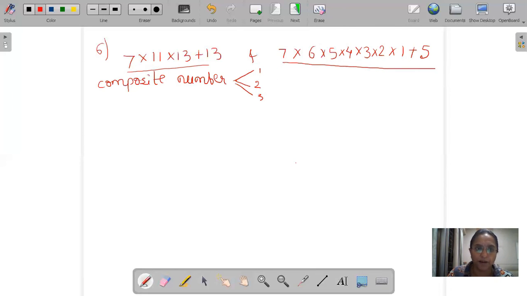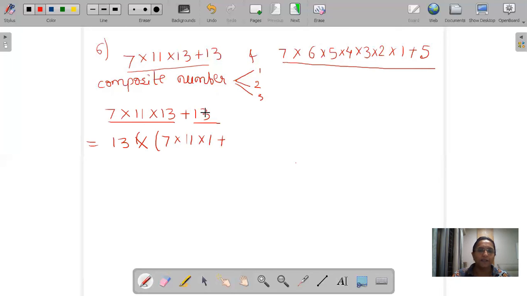Consider the first number, that is 7 into 11 into 13 plus 13. Two terms are there. This is one term and this is another term. So 13 is common. So I'll take 13 outside. Here what will I get? 7 into 11 into 1, plus 13 I have taken outside, so it is 1. Or else it is 13 into 11 into 7, 77 plus 1, 78. So 2 factors are there. Then I'll add one more factor, that is 1.